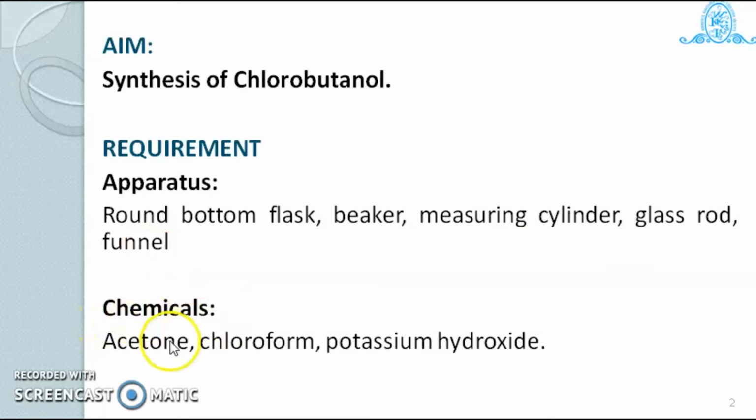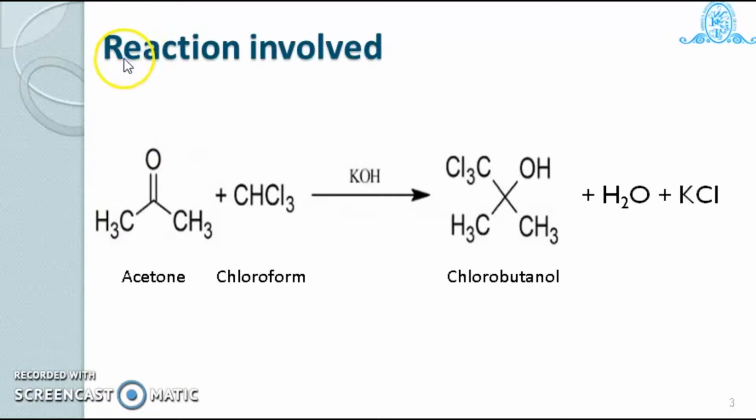The chemicals required are acetone, chloroform and potassium hydroxide. The reaction involved in this practical is when acetone reacts with chloroform in the presence of potassium hydroxide, it will form chlorobutanol, water and KCl.